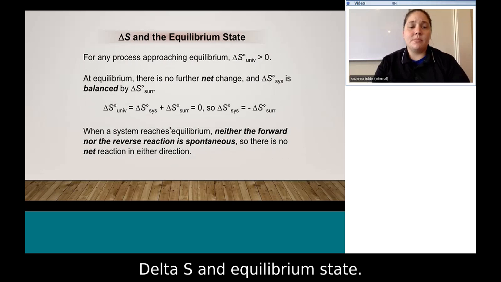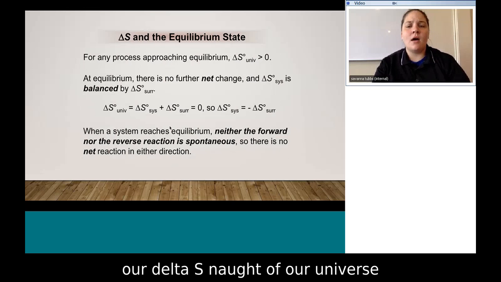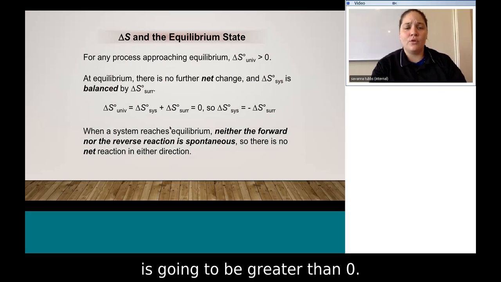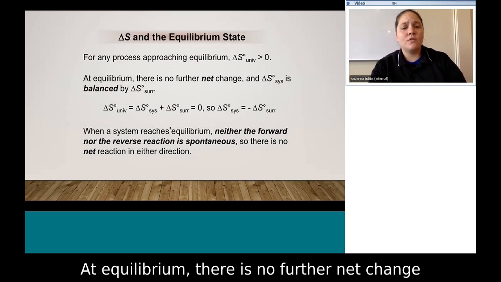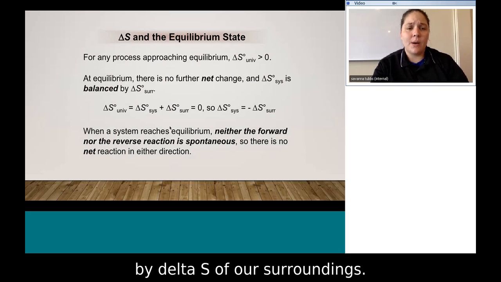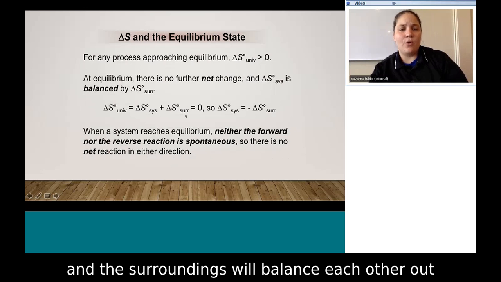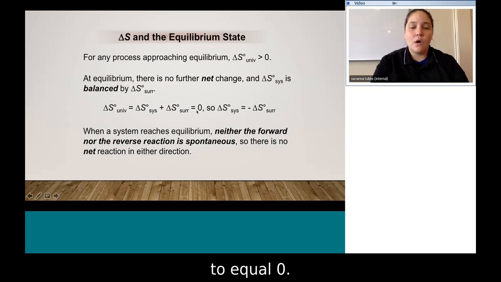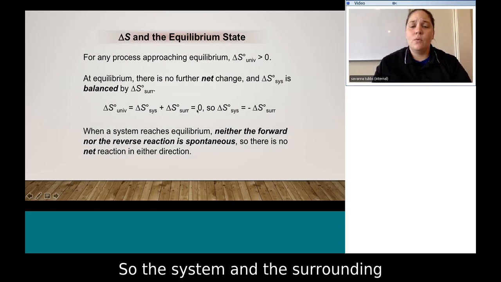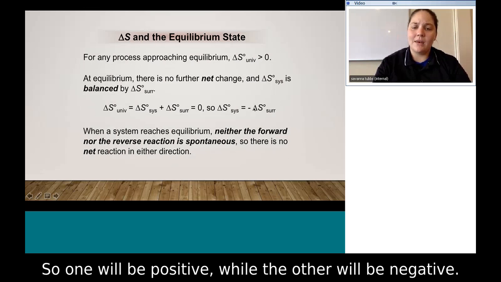Delta S in equilibrium state. For any process approaching equilibrium, our delta S naught of our universe is going to be greater than 0. At equilibrium, there's no further net change, and delta S of our system is balanced by delta S of our surroundings. So our universe will be at 0, and the system and the surroundings will balance each other out to equal 0. So the system and the surroundings will be equal to each other when they're inverse. One will be positive while the other will be negative.